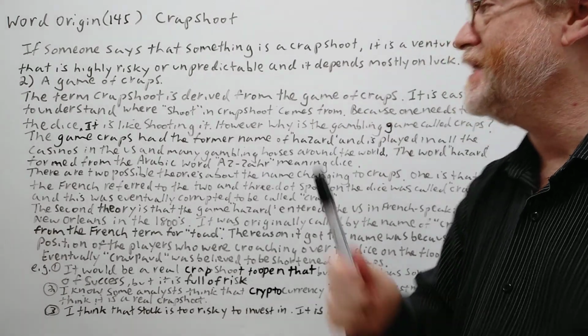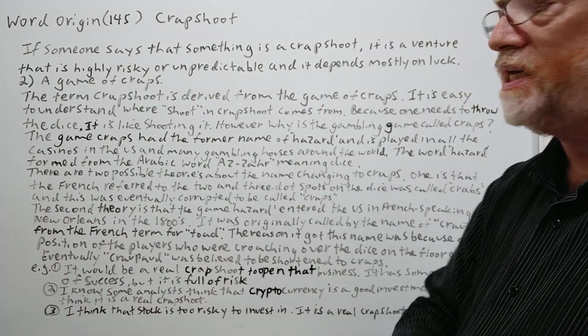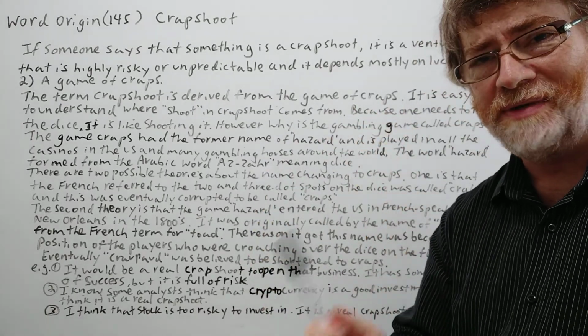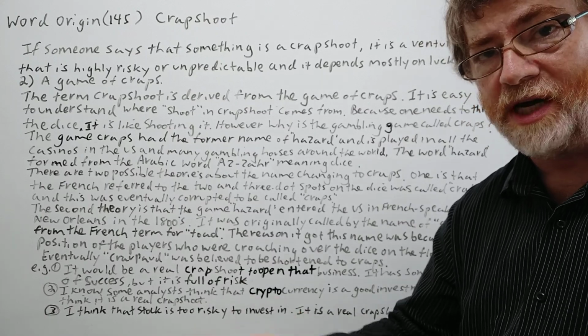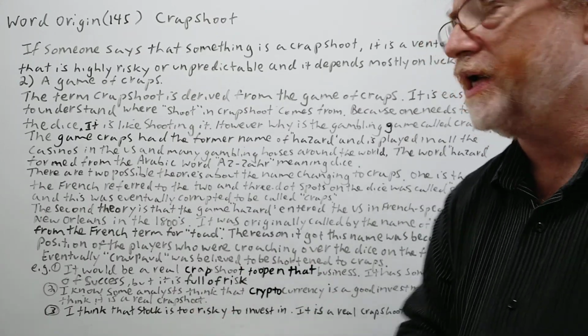If someone says that something is a crapshoot, it is a venture that is highly risky or unpredictable, and it depends mostly on luck. So it's not impossible that you can make money from it. You might, but there's a lot of high risk and there's a good chance you're going to lose money.